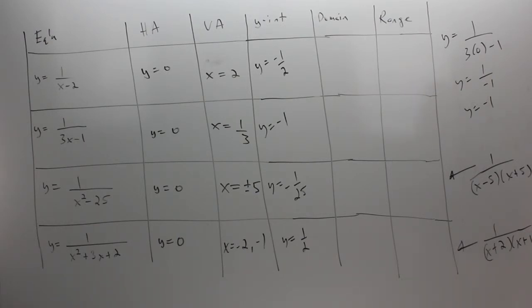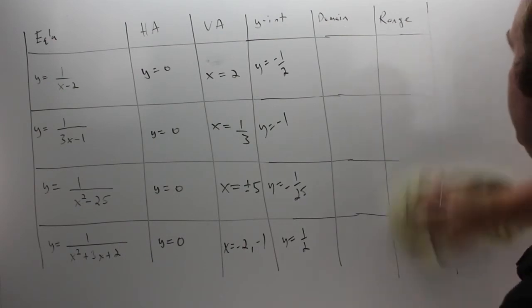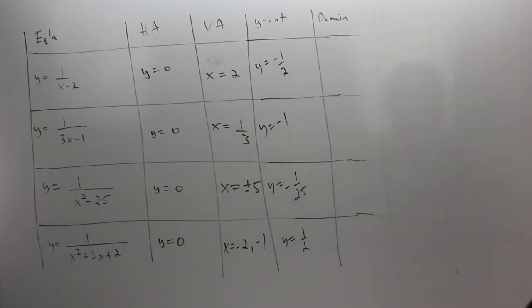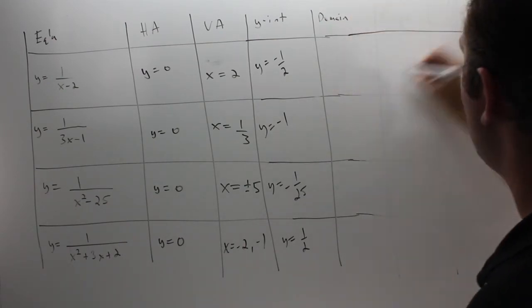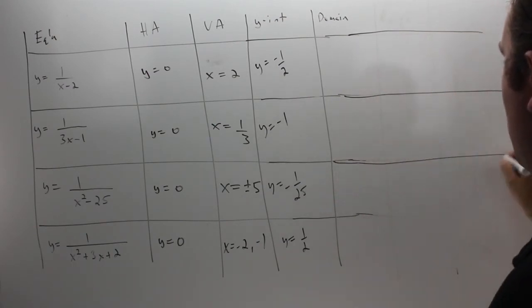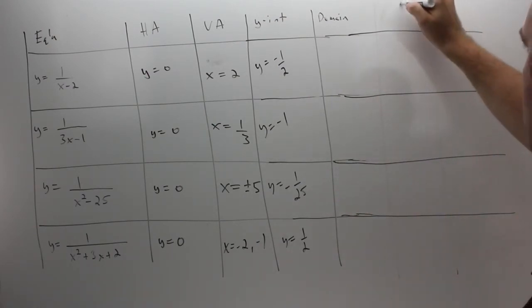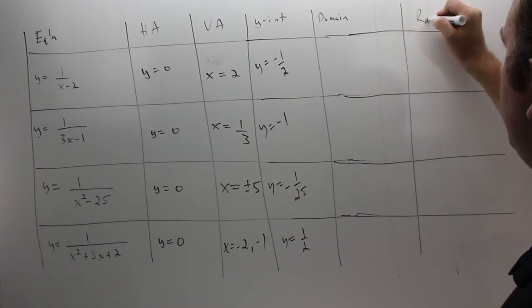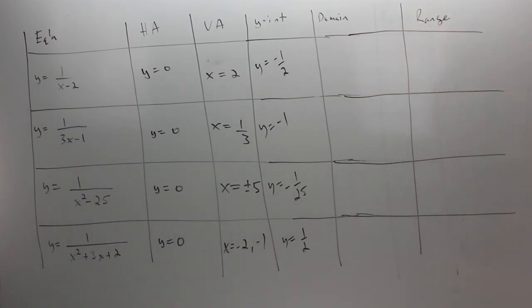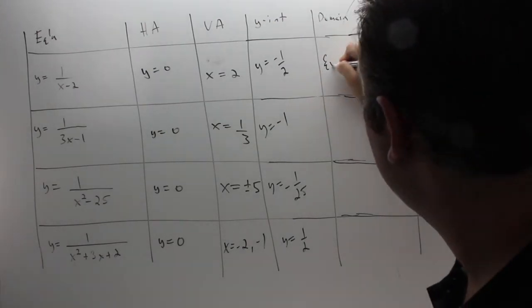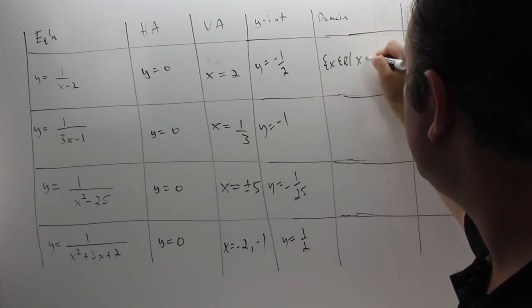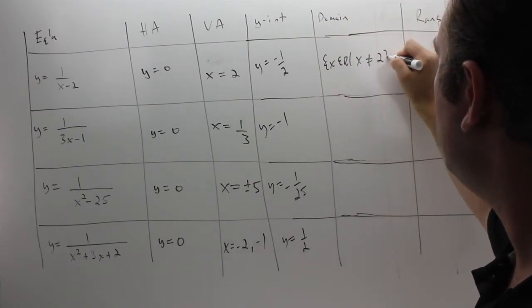Okay, so the domain and range for this stuff is actually pretty simple. What I'm going to do here is, just because I'm nervous about my level of space here, extend this a little. Okay, there we go. Now I've got more room. So the domain is that x can be anything other than the value where the vertical asymptote occurs. So the domain here is that x can be anything so long as x does not equal positive 2.